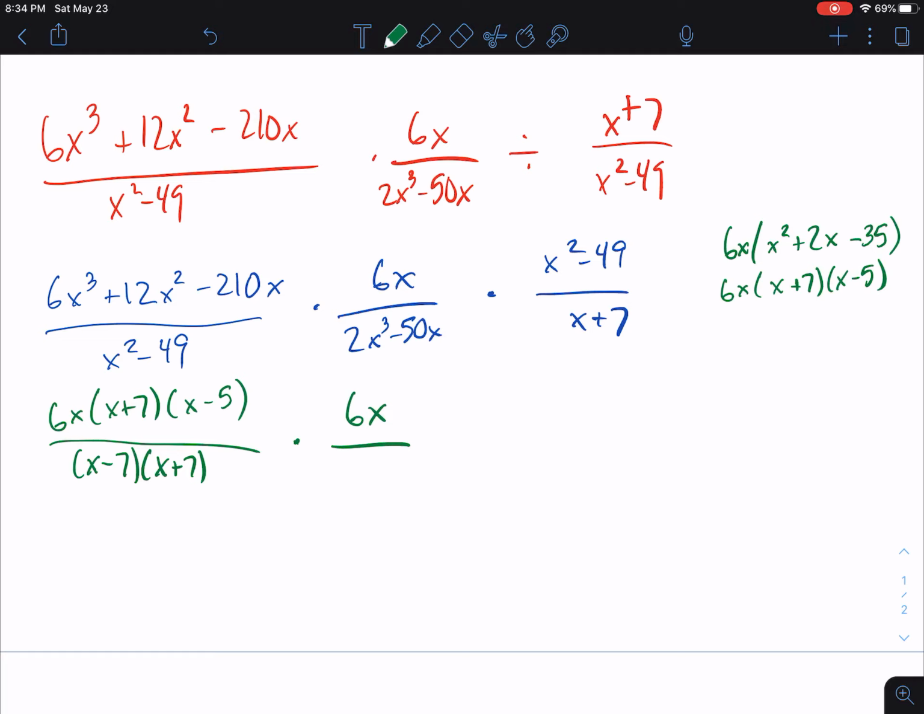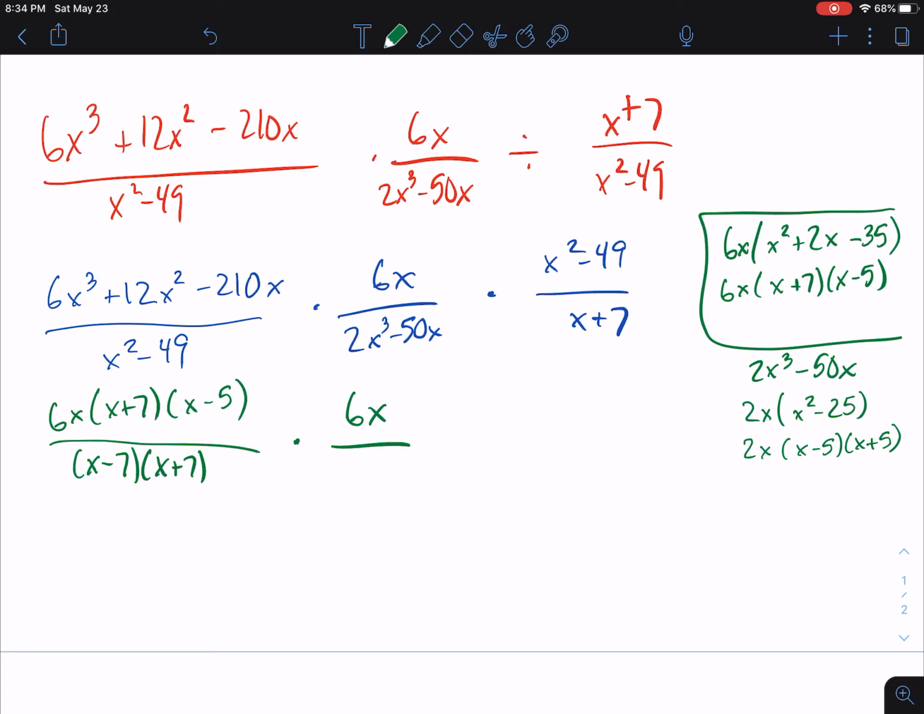On the bottom I'm going to bring it over to my side again, 2x to the third minus 50x. I'm going to start by taking a GCF of 2x out. That leaves me with x squared minus 25. Now the x squared minus 25 becomes x minus 5, x plus 5. Now, for those of you, again, saying, how'd you know to do that? Bring it over to the side of your paper. Part of it is experience and starting to see, oh, if I pull that 2 out, the 50 becomes a 25. 25 is a perfect square.